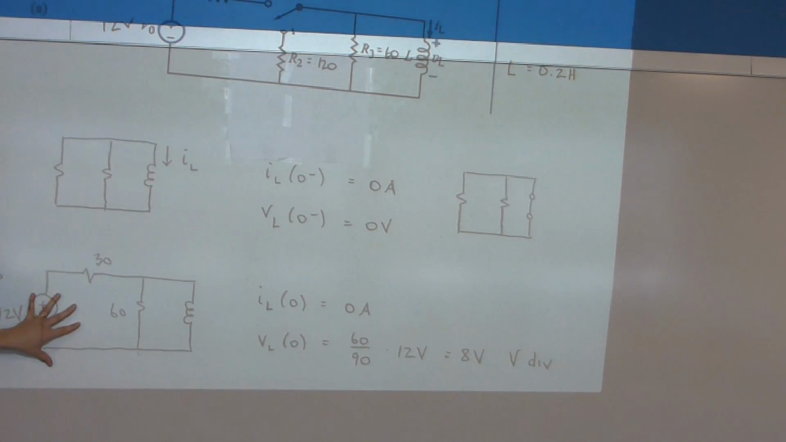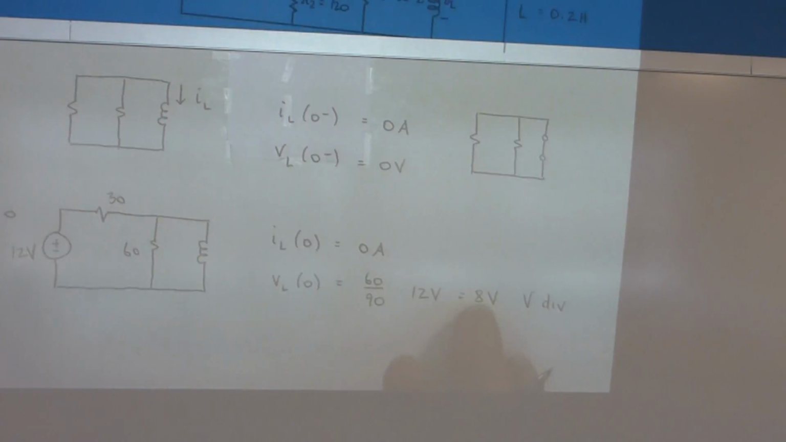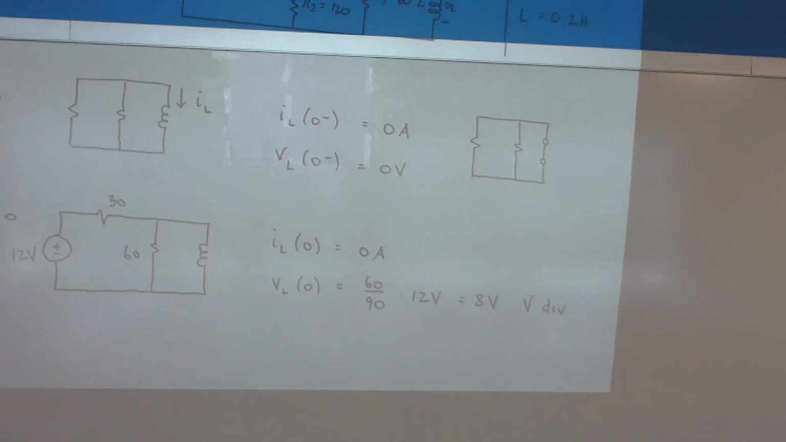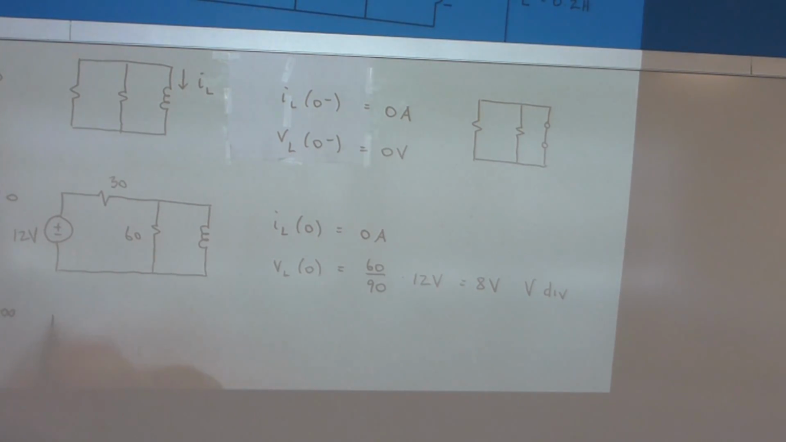This is my response circuit. So I need to know what happens at infinity. At infinity, that means it's been in place a long time. This becomes like a short, which means all the current is going to go that way. So if it's helpful, go ahead and draw a t equals infinity circuit.